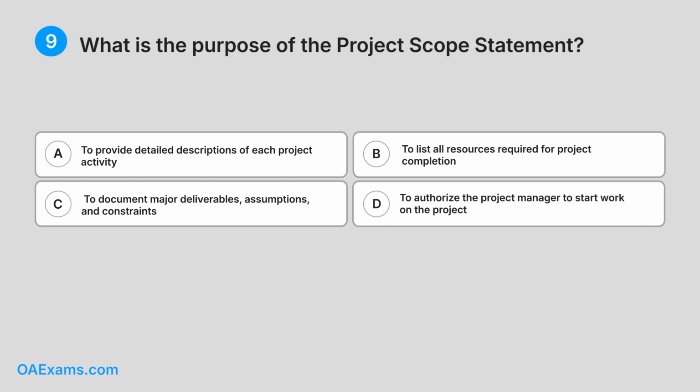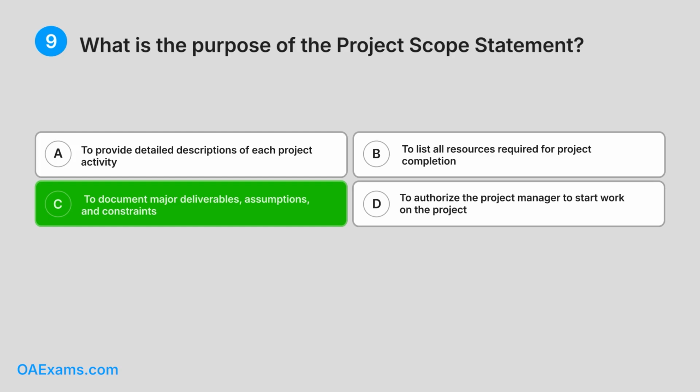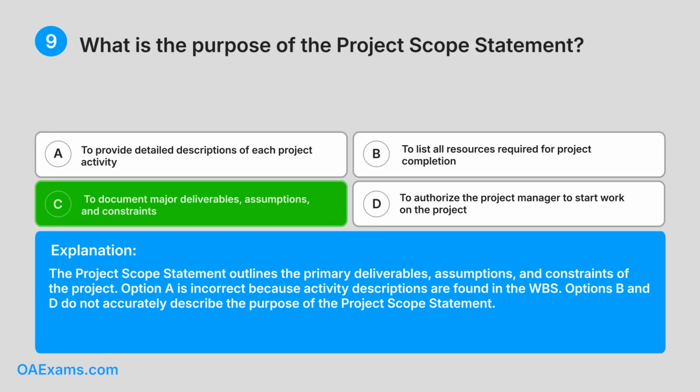Correct answer. C. To document major deliverables, assumptions, and constraints. Explanation. The project scope statement outlines the primary deliverables, assumptions, and constraints of the project. Option A is incorrect because activity descriptions are found in the WBS. Options B and D do not accurately describe the purpose of the project scope statement.